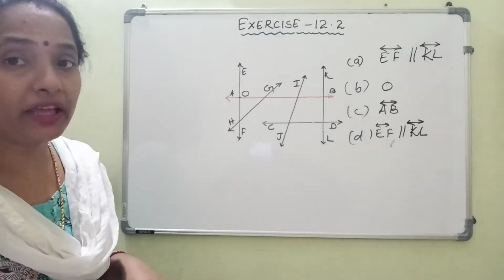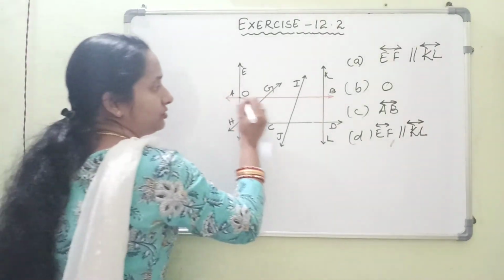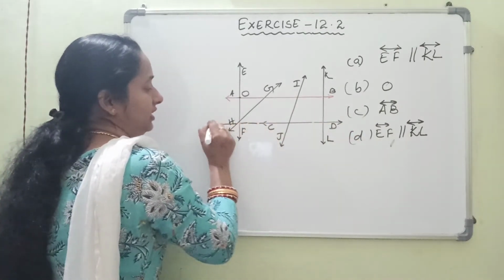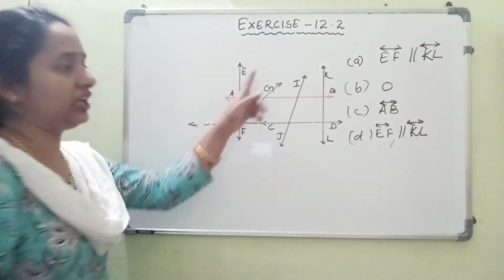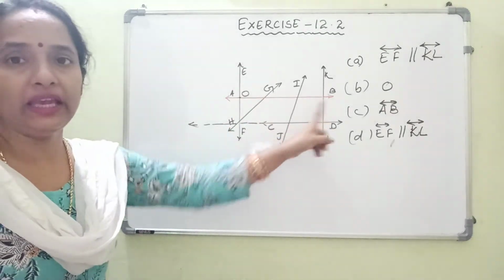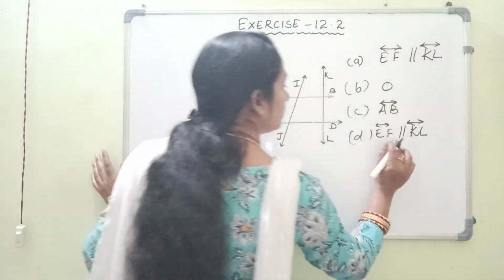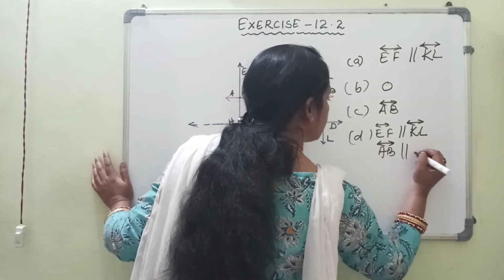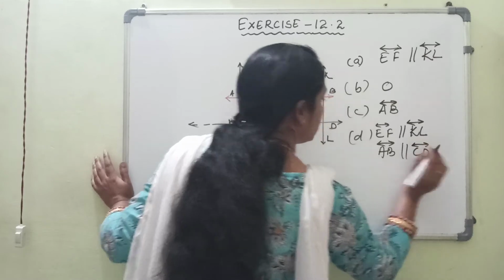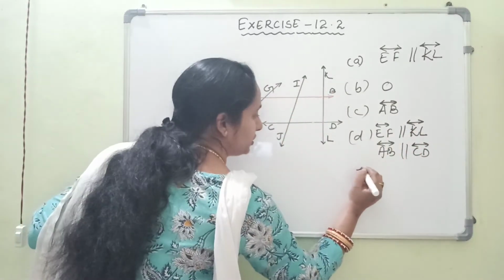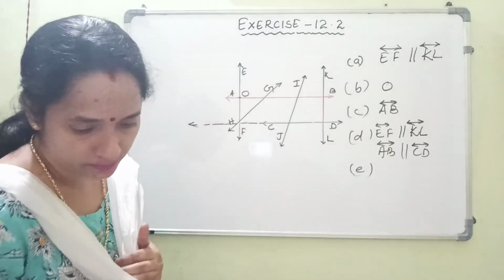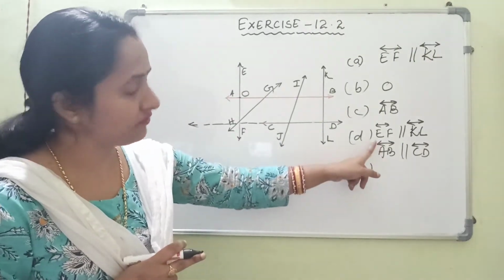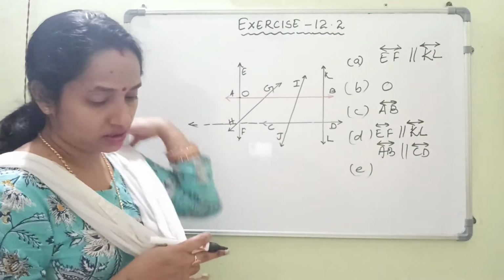And what is the other pair of parallel lines? You observe here, you see AB and CD. If you extend CD, you will find it will never meet with AB. So AB and CD are parallel. AB line is parallel to CD. So these are the two pairs of lines which are parallel to each other. ABCD, EFKL. Two options are correct here.